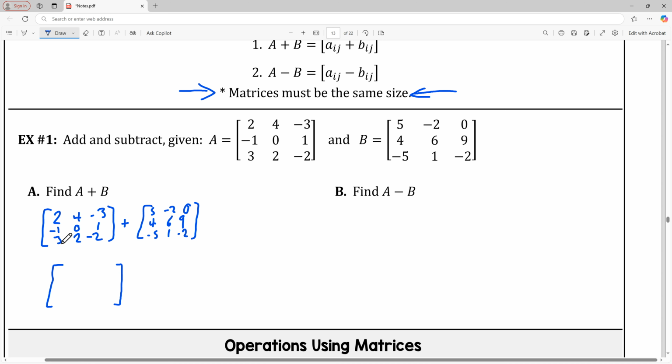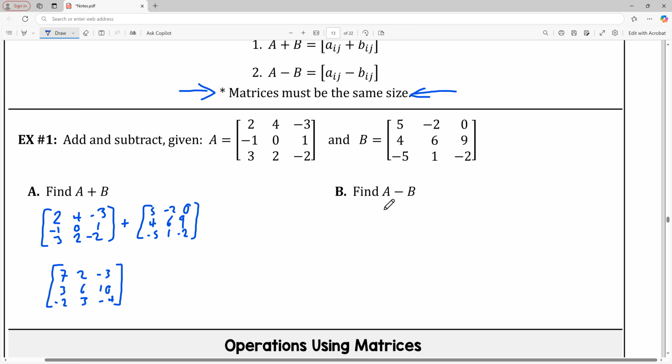To figure out what goes here in the top left, I'm just going to take the top left of my first matrix and add it to the top left of my second matrix. 2 plus 5 is 7. Next, 4 plus negative 2 is 2. Negative 3 plus 0 is negative 3. Negative 1 plus 4 is 3. 0 plus 6 is 6. 1 plus 9 is 10. 3 plus negative 5 is negative 2. 2 plus 1 is 3. And negative 2 plus negative 2 is negative 4. This here represents A plus B. That's all that we had to do.